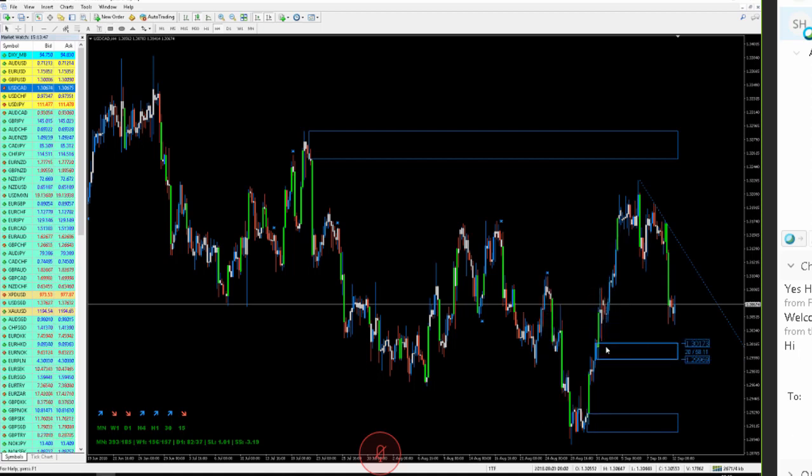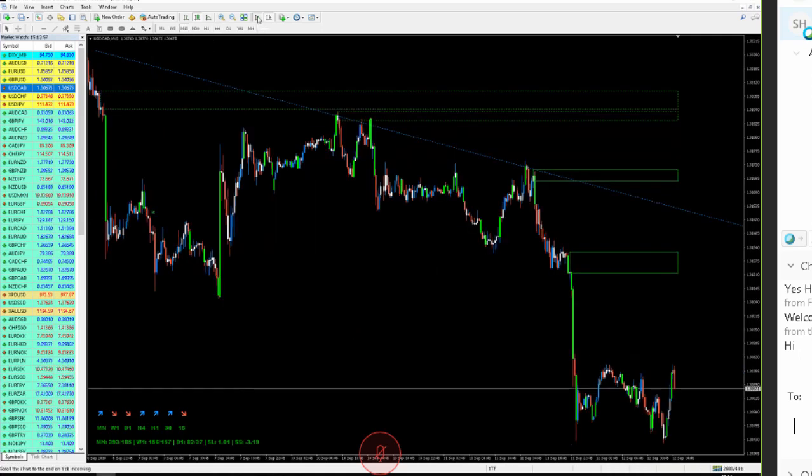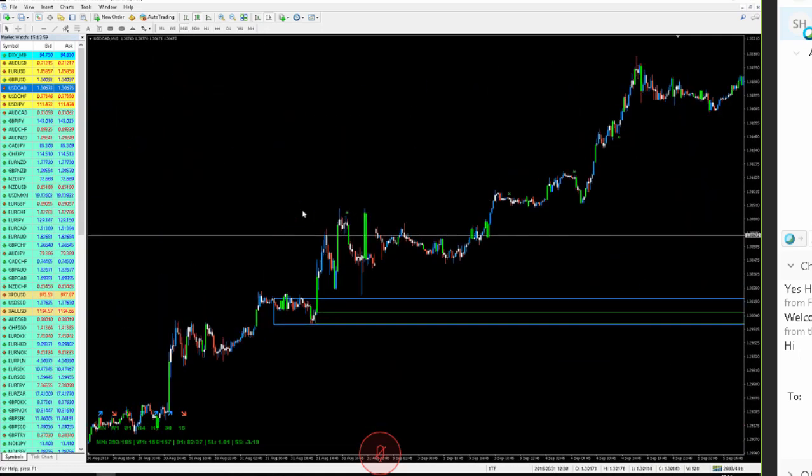So what we're going to do now is go down to the small time frame. We're going to have a look in here. We're going to find the beginning of the buy zone and the end of the buy zone. So we go to the small time frame like so. We'll go back and we'll have a look.